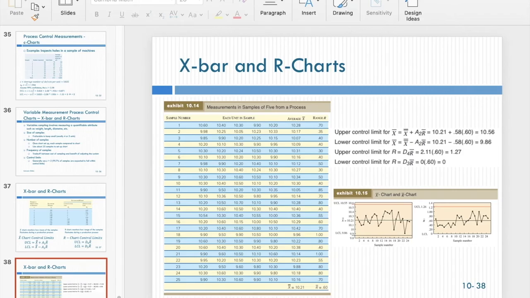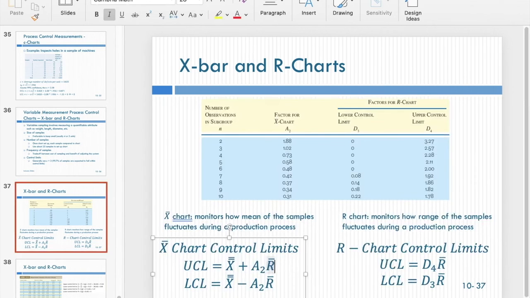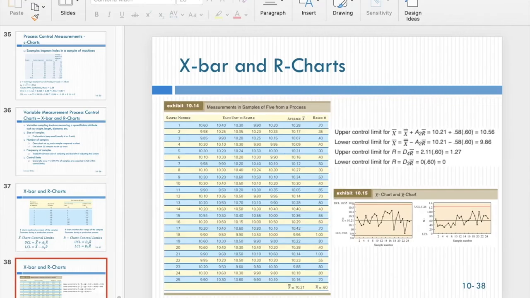The X double bar represents the mean of the means for different samples. Again, X double bar represents the mean of the mean within different samples. That's called X double bar. Then you see here we also need the R bar, right? No matter whether it's for the X bar chart or the R chart, it needs R bar. How do you get R bar?